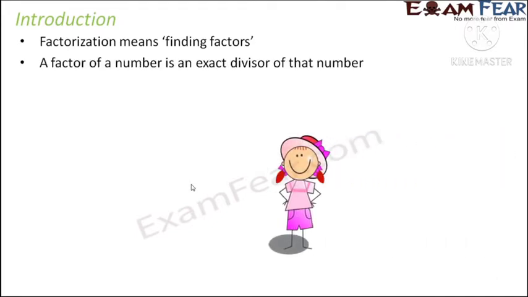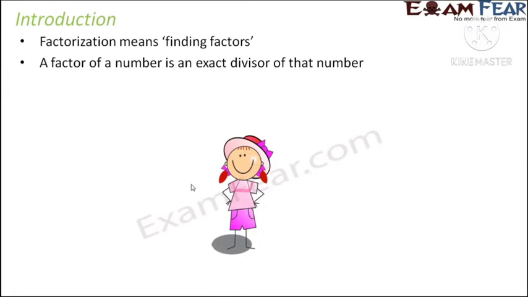So what is factorization? A very simple term which means finding factors. Now, all of you know what a factor is. It is a number which is an exact divisor of a particular number. For example, if you take the number 6, which are the numbers which are exact divisors of 6? That means those numbers which can divide 6 completely such that the remainder is 0.